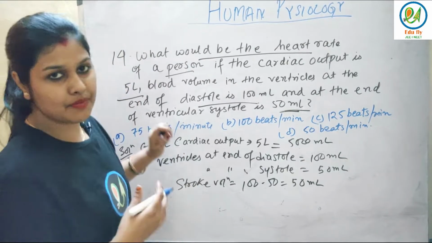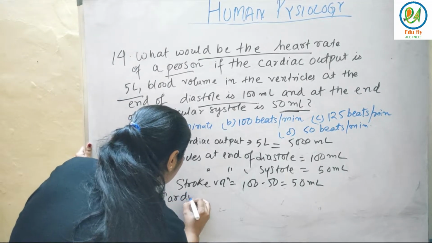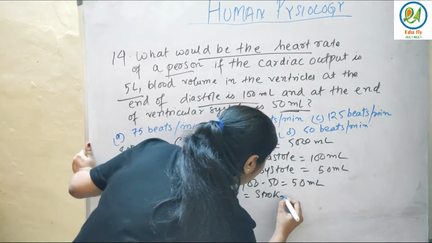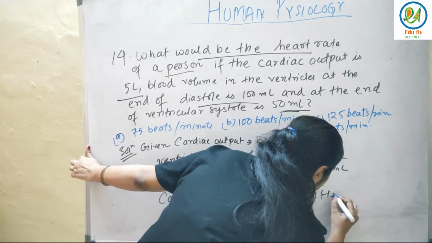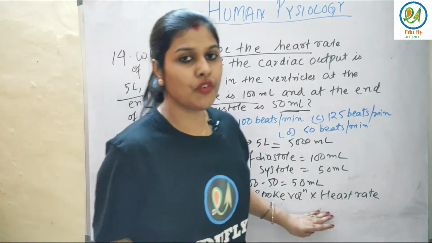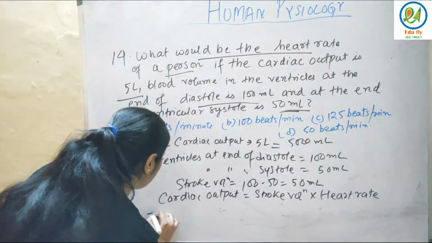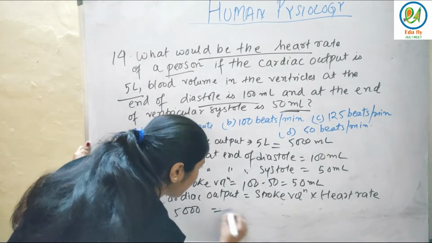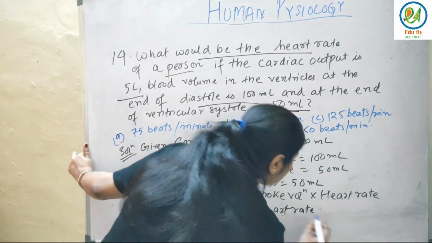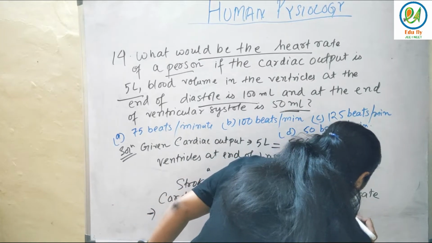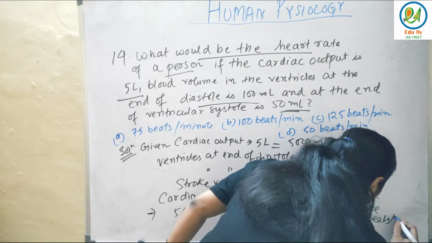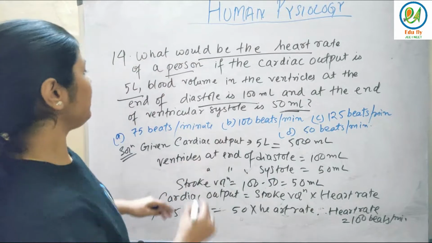How to calculate the heart rate? I am saying the formula: cardiac output equals stroke volume into heart rate. Cardiac output is how much? It's 5000 and stroke volume is 50 into heart rate. So therefore heart rate equals 100 beats per minute. So your answer will be 100 beats per minute.